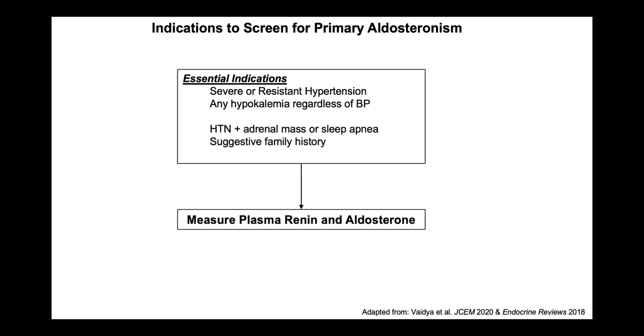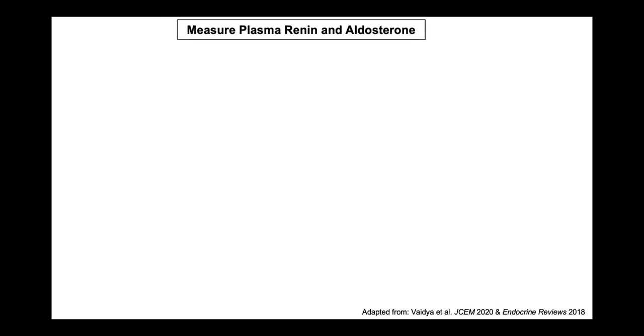The screening tests are to measure a renin and an aldosterone right then and there without delay. Once you get the renin and aldosterone, the real work is on interpretation.